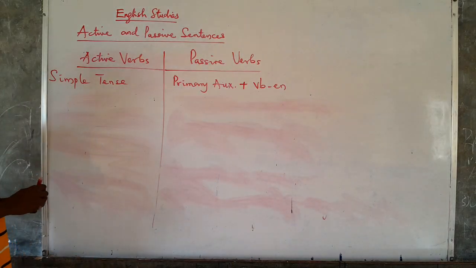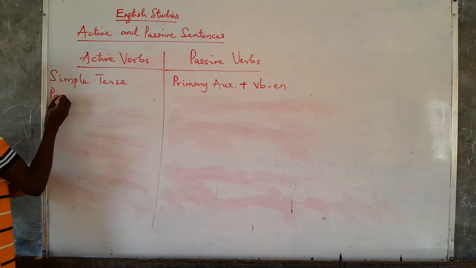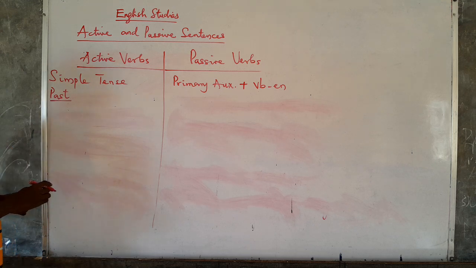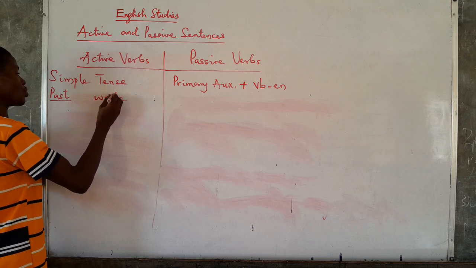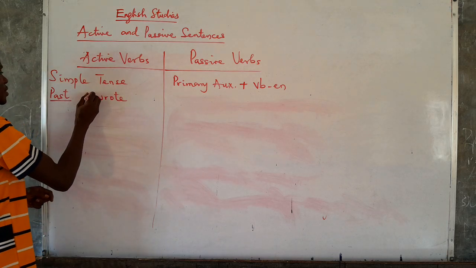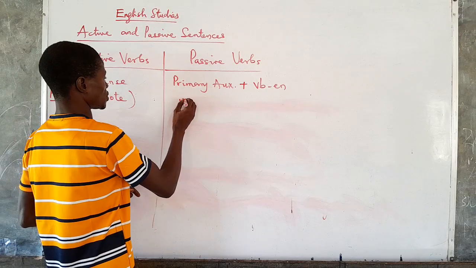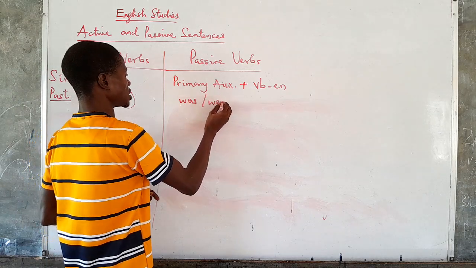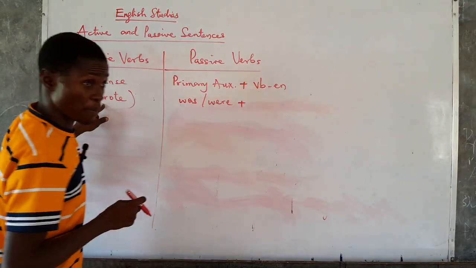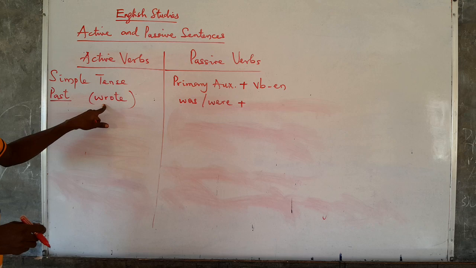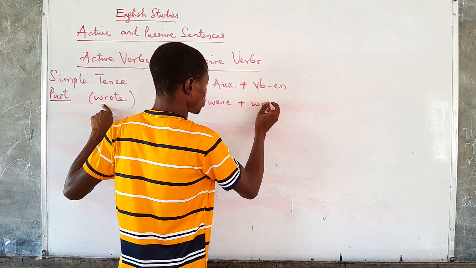Now, we already dealt with simple present tense. Let's talk of simple past. The past of write basically could be wrote. If you now have this, what will be the passive? You just use was, or we use were. Then now say plus the past participle of wrote, which is supposed to be written.